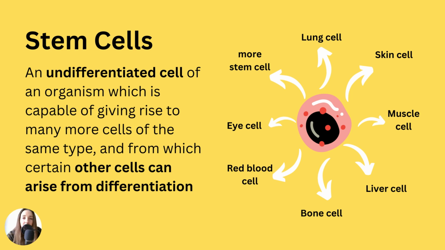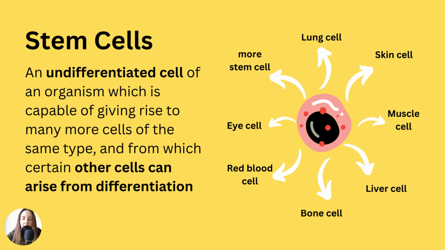Now, whether you are learning GCSE biology in terms of triple science, higher combined, foundation combined, or any other version of this, you actually need to be aware of the definition of a stem cell. So a stem cell is an undifferentiated cell of an organism which is capable of giving rise to many more cells of the same type and from which certain other cells can arise from differentiation. Now, that's the exam board version of the definition, but what does that actually mean?